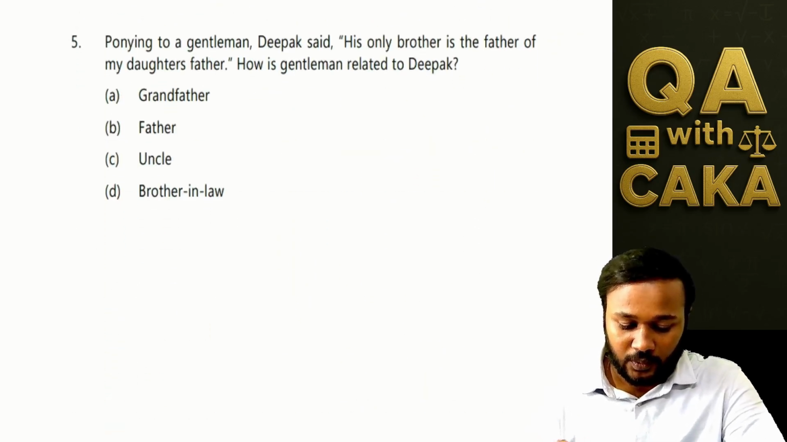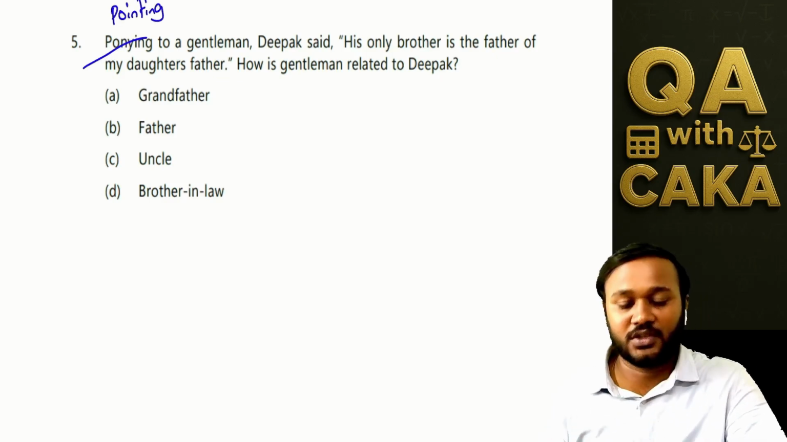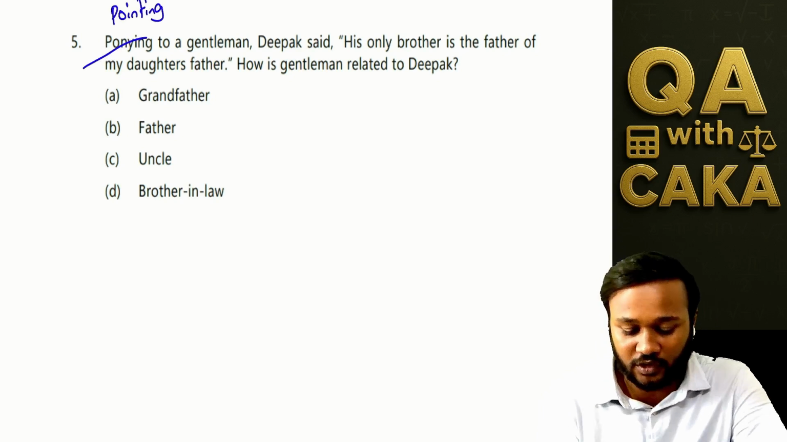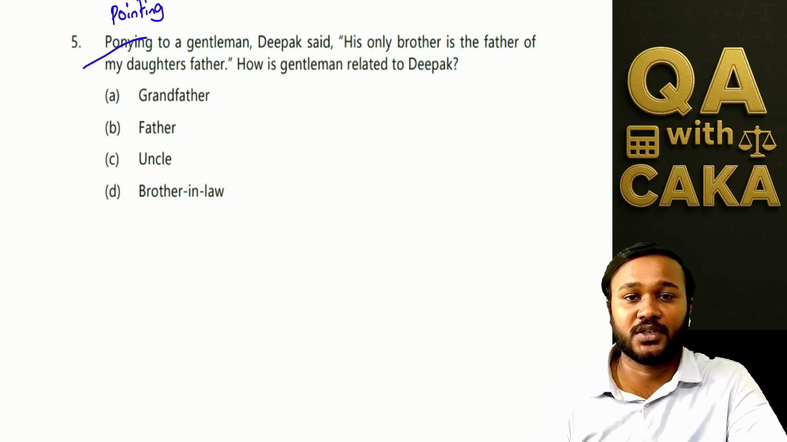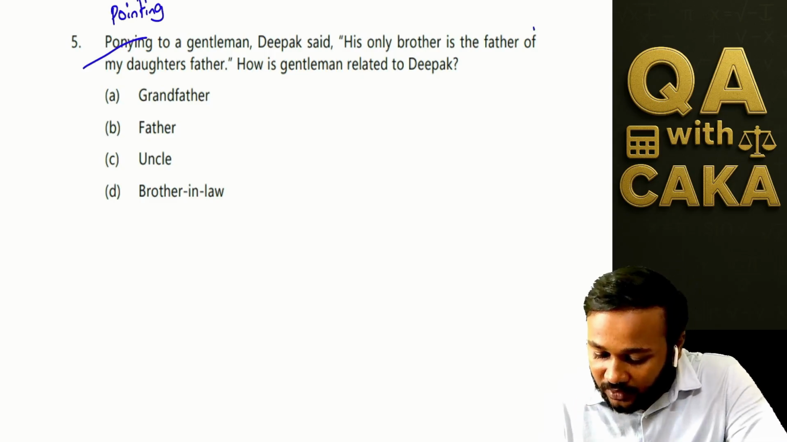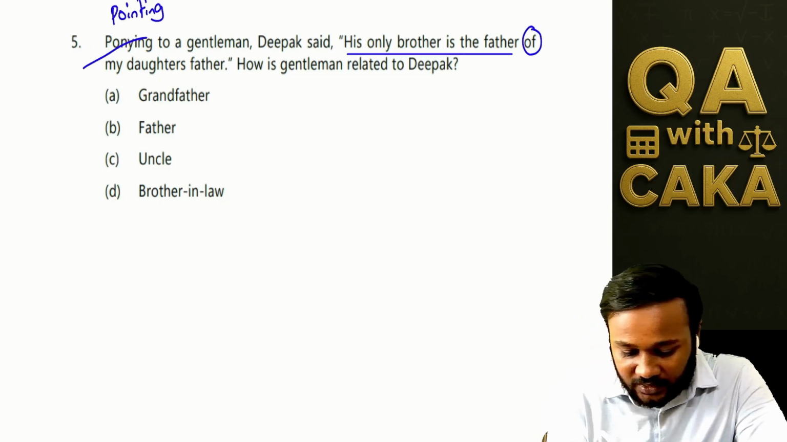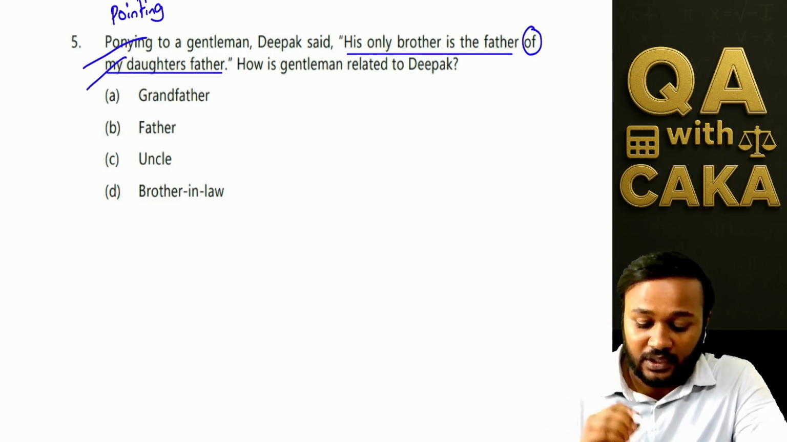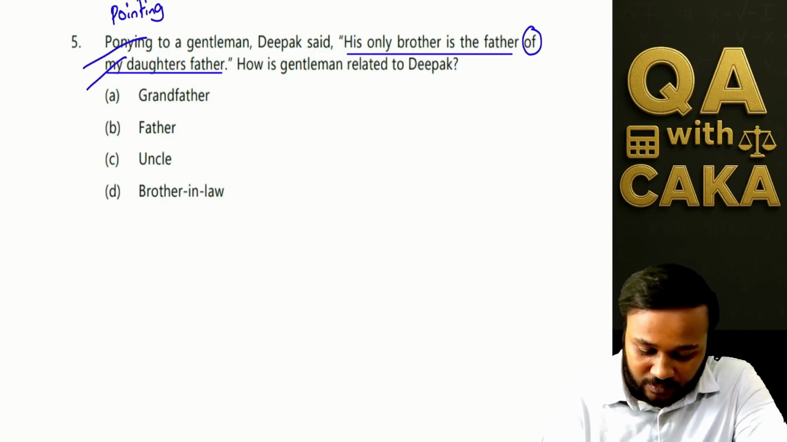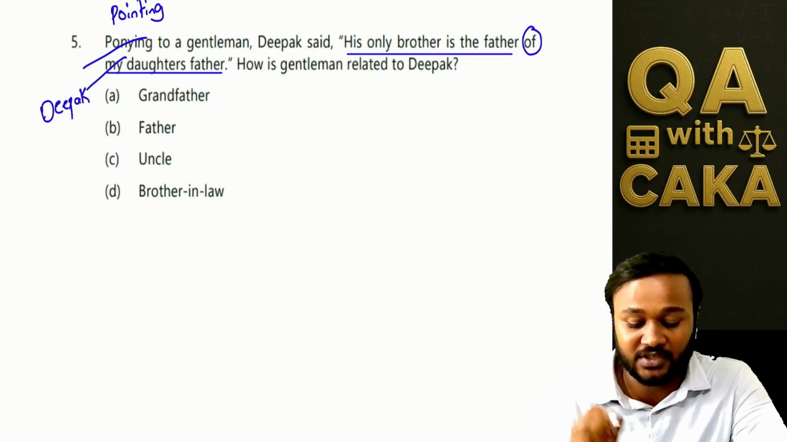Next, your fifth question. This is pointing. Pointing to a gentleman, Deepak said, his only brother is the father of my daughter's father. How is the gentleman related to Deepak? So how to crack this kind of pointing questions? As you remember in our class, after every of, break it into two sentences. So this is one sentence and this is the other sentence. And the second rule, wherever my comes, replace with the person who mentioned. So Deepak said, so my is nothing but Deepak. Now, if you read the sentence, he's nothing but gentleman. Gentleman's only brother is the father of Deepak's daughter's father.